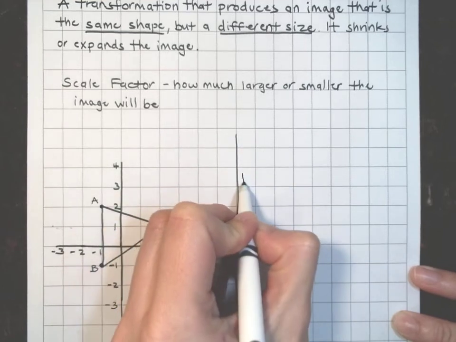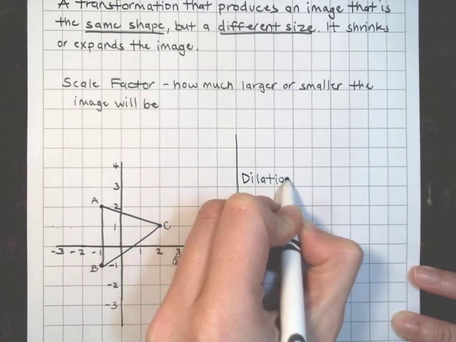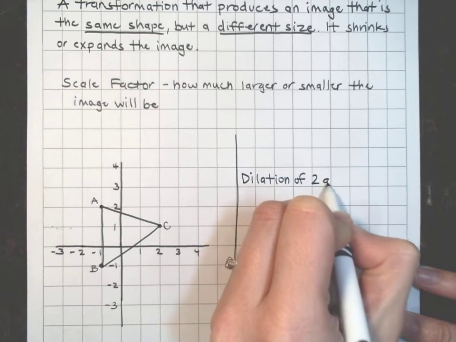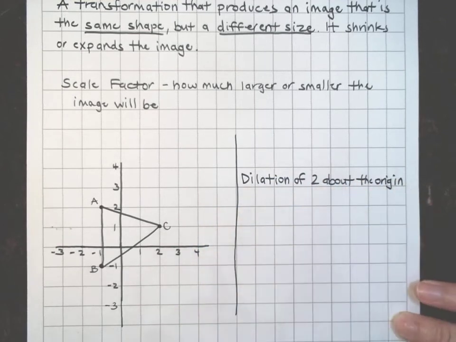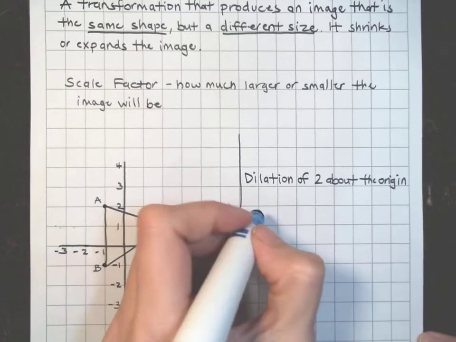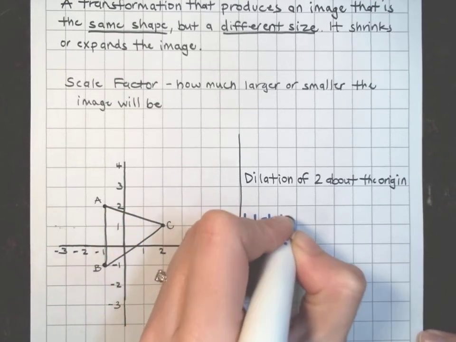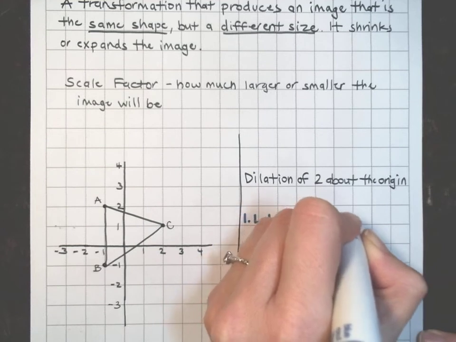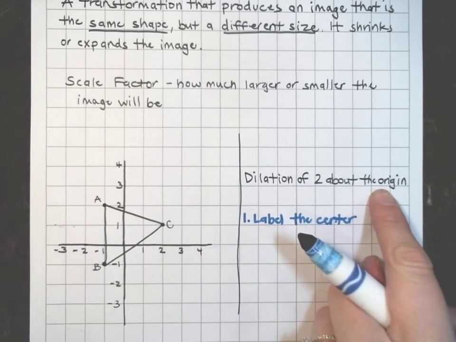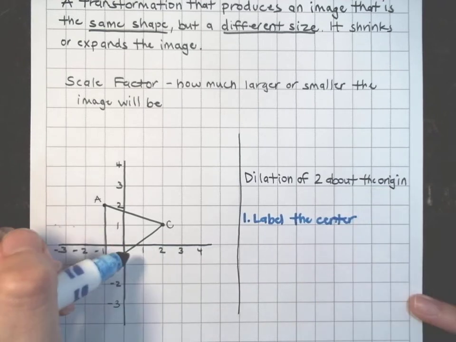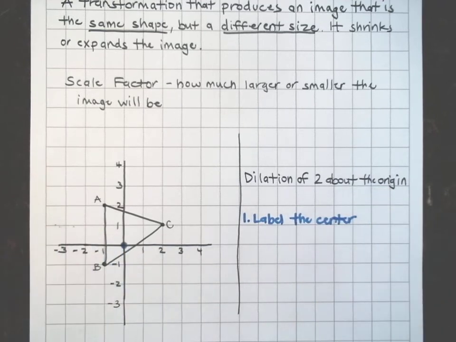And they want us to perform a dilation of 2 about the origin. So the first thing you want to do is label the center, the center for your dilation. They'll give it to you, and for most of the problems we're going to be doing, it's going to be the origin. Just want to label the center.